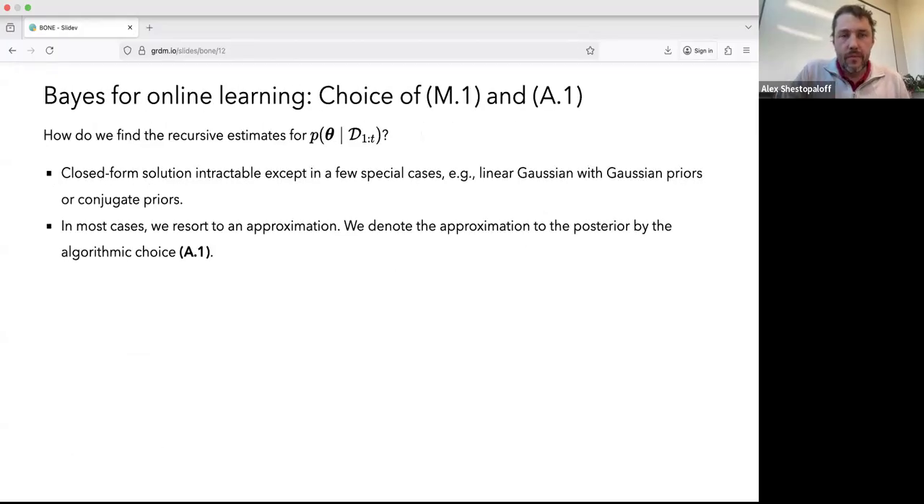Okay. So now that we've outlined this, we can talk a little bit about the different choices that we might have for M1 and for A1 here. So question one is actually finding these recursive estimates. So for now, we've assumed that these recursive estimates are available to us when we're making a prediction, but we haven't actually talked much about how these are actually computed. And computation of these can be non-trivial, and closed form solutions for this problem are not tractable except in a small number of special cases. So one of these cases is of course the linear Gaussian case, where you have a Gaussian prior, and in this case you have a Gaussian posterior, and this kind of conjugacy lets you do closed form inference.